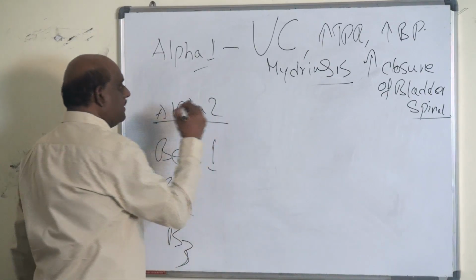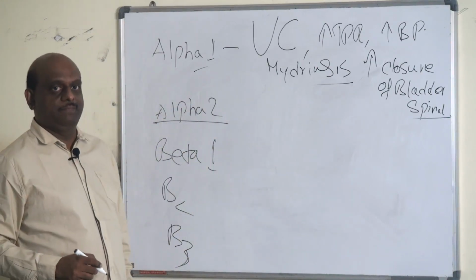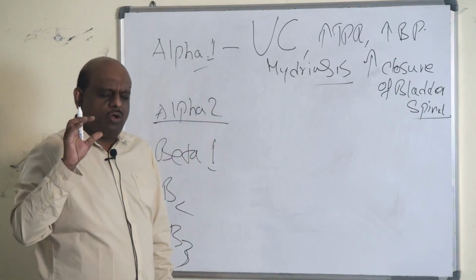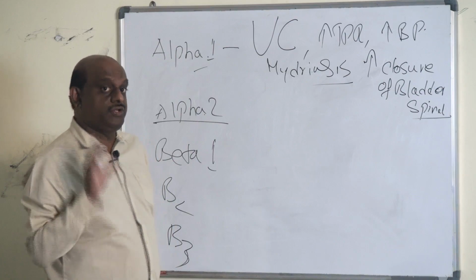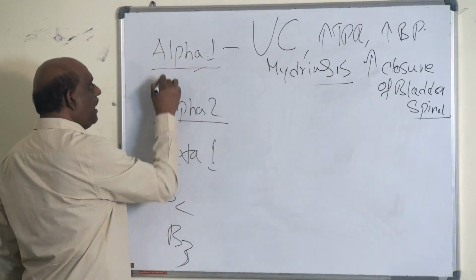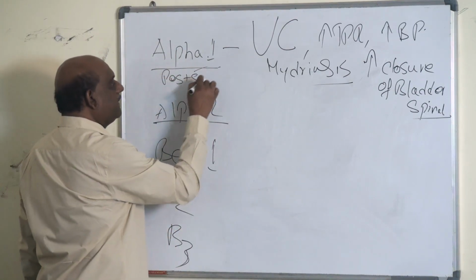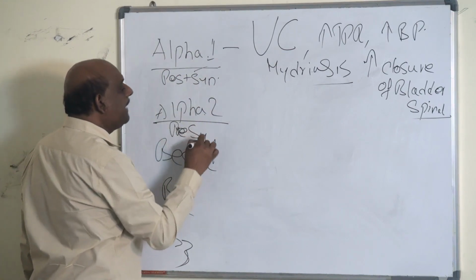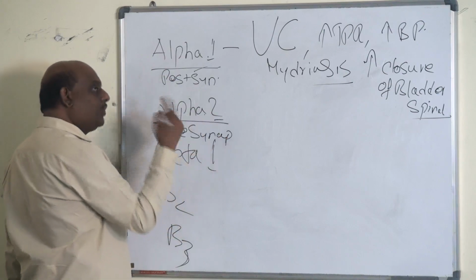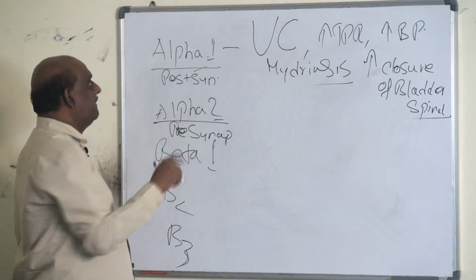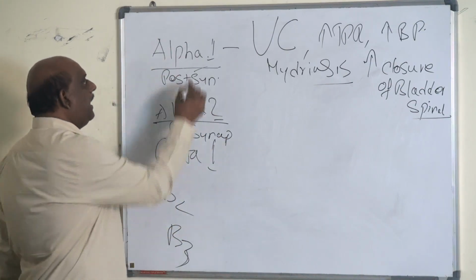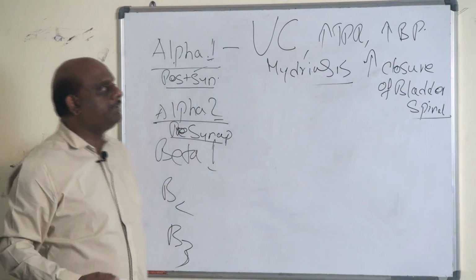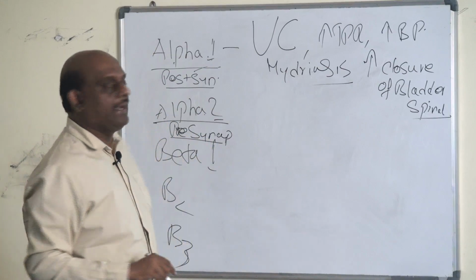Then what does alpha 2 cause? Typically between alpha 1 and alpha 2 there is a small misnomer you should remember. Alpha 1 are postsynaptic, whereas alpha 2 are presynaptic. Generally we think 2 is post and 1 is pre, but it may be reversed. Alpha 1 is postsynaptic, alpha 2 is presynaptic is what you should remember.